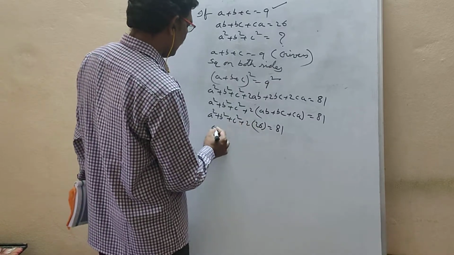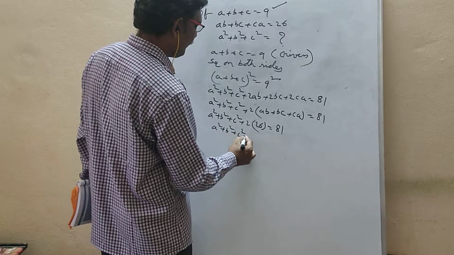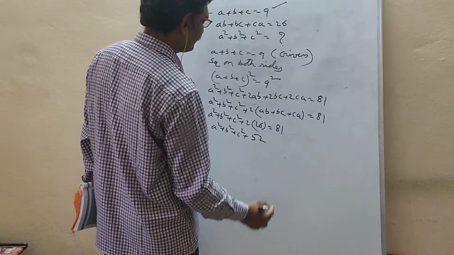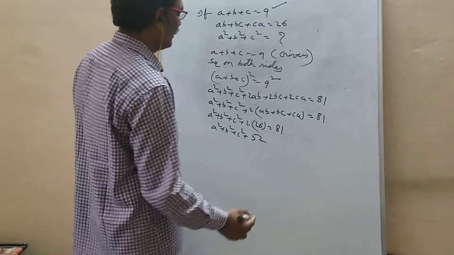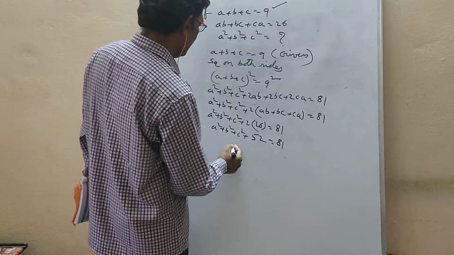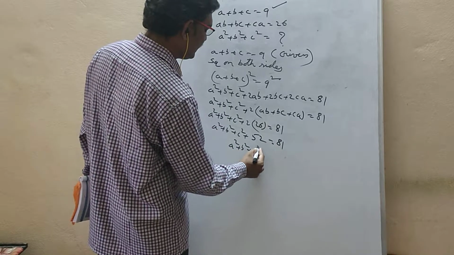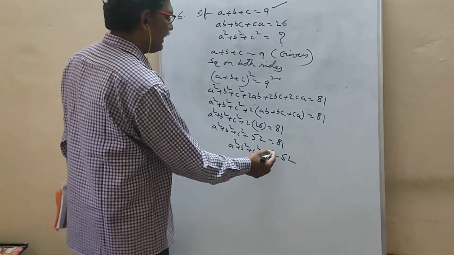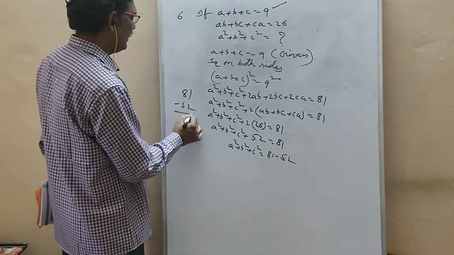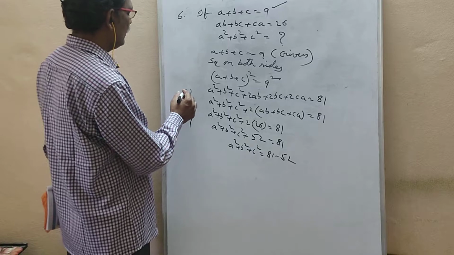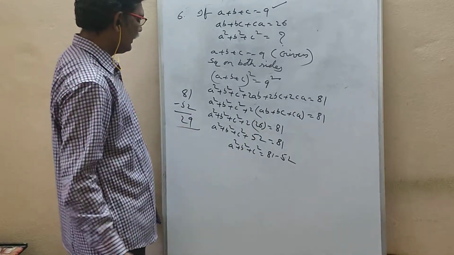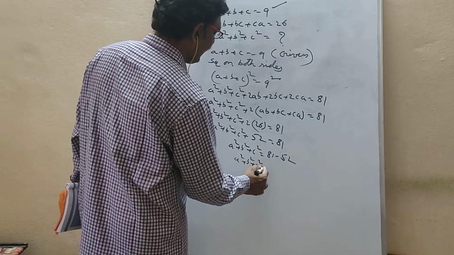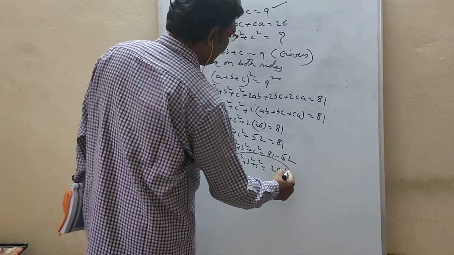So a square plus b square plus c square plus, 26 twos are how much here? 52. So is equal to how much here? 81. So a square plus b square plus c square is equal to 81 minus 52. 11 minus 2 is 9 and 7 minus 5 is 2. 29. So here a square plus b square plus c square value you are getting as 29.